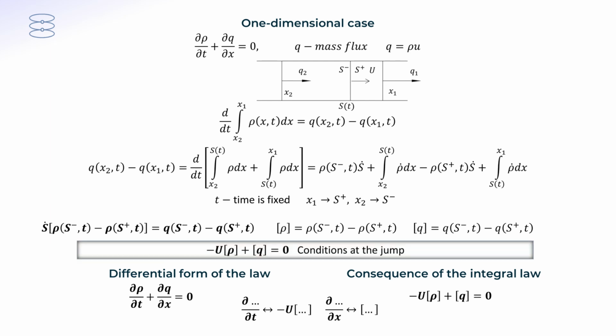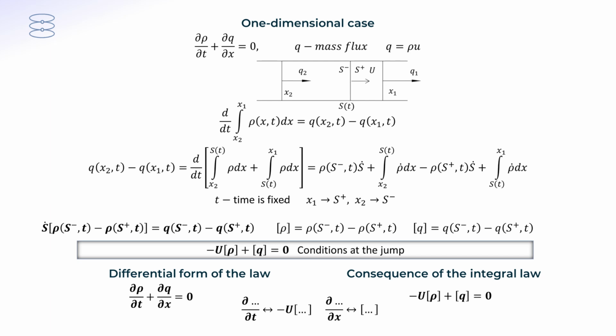U is the velocity of the shock wave. The square brackets mean the difference between parameters before the shock wave and after the shock wave. In this case, it's the density jump. This one is the mass flux jump. So, in this equation, we describe all parameters together: velocity, density jump, and flux jump.